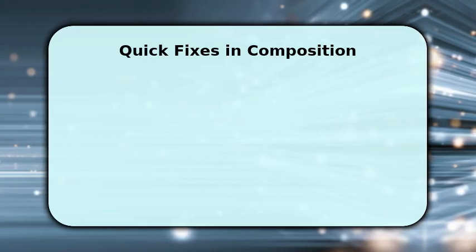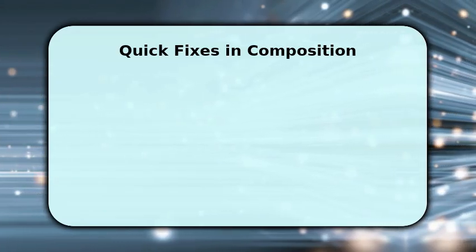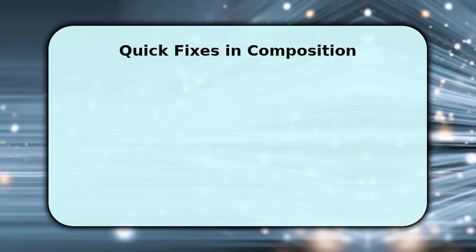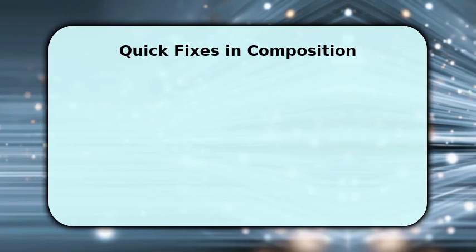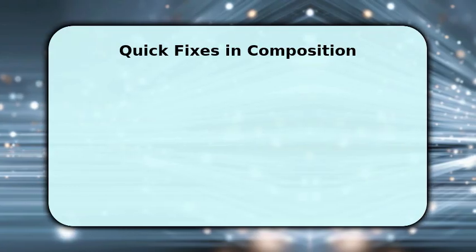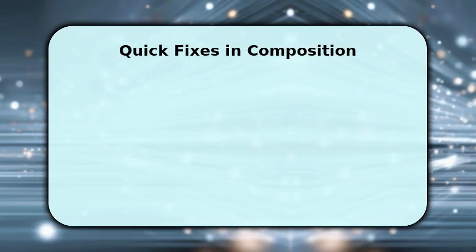Turn off effects temporarily to isolate the issue, then re-enable them one by one. Use the Region of Interest tool to render a small preview area for faster testing. Render a short segment of 3 to 5 seconds to validate the fix before rendering the entire composition.